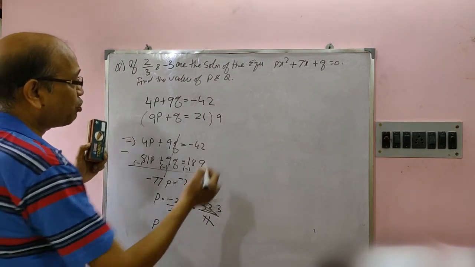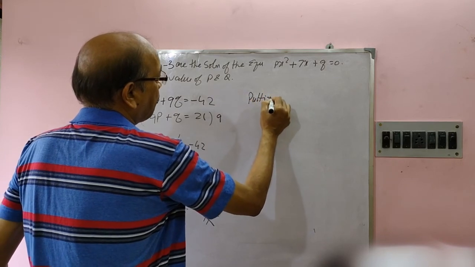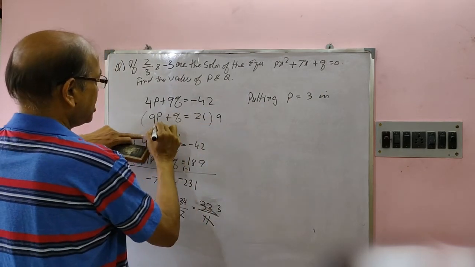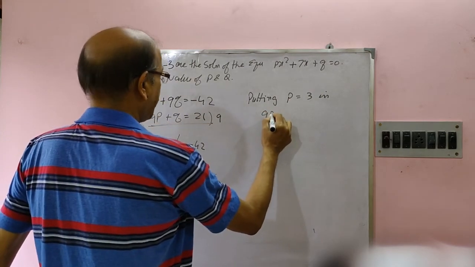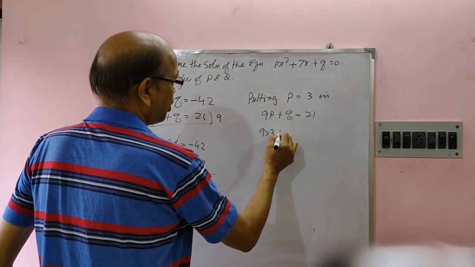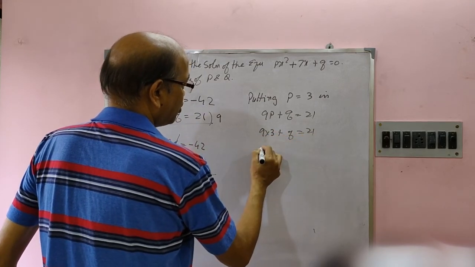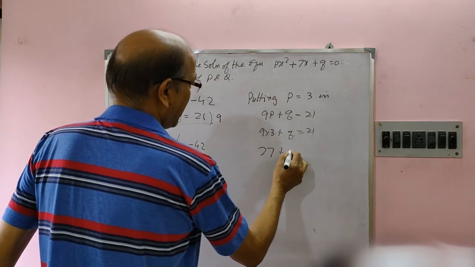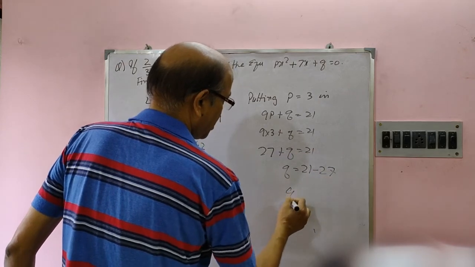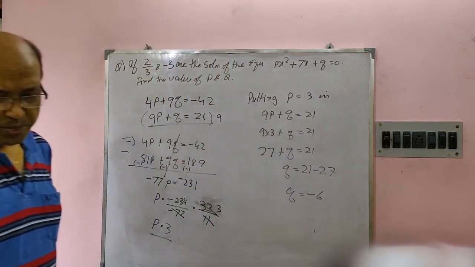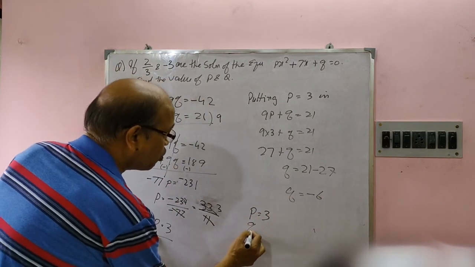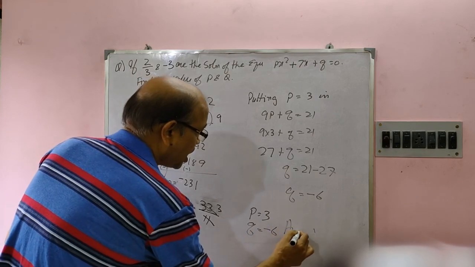Now put it in any one of the equations. Putting p equals 3 in this equation, 9p plus q is equal to 21. Now here it is 9 into 3 plus q is 21. 9 threes are 27 plus q is equal to 21. Therefore q is equal to 21 minus 27, therefore q is equal to minus 6. Therefore we get p is equal to 3 and q is equal to minus 6. So these are your answers.